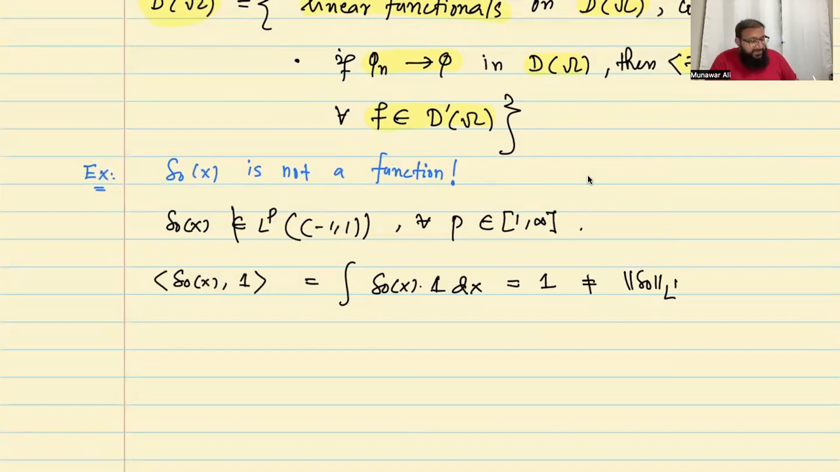But we can only make sense of this in terms of an action like this. From here up to here, we can make sense of this function in the sense of an action. So we can say that delta naught is a distribution, not a function. It's a distribution because we can operate delta naught on some function which is C infinity. So what can we conclude? That this delta naught belongs to D'(Ω).